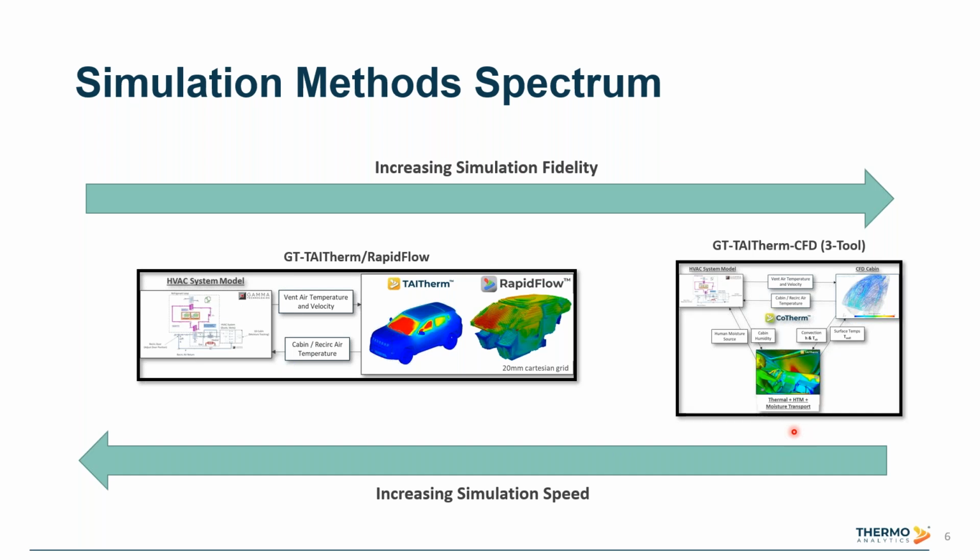So we'll look at one such workflow in this webinar. That's three-tool coupling, which is the coupling between GT Suite, TAITherm, and a CFD tool. It can really be any of the large commercial CFD tools. Earlier in the development process, we may be more interested in a workflow on the other side of the spectrum, much lower lead time, but possibly trading a bit of accuracy to get that bump in computational speed. So in this webinar, we'll explore that trade-off with the GT TAITherm rapid flow coupling method. So those are the two methods we'll focus on in this webinar.